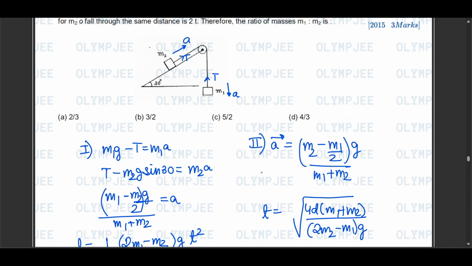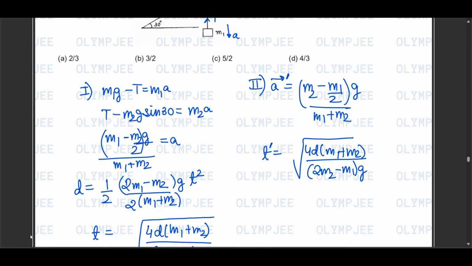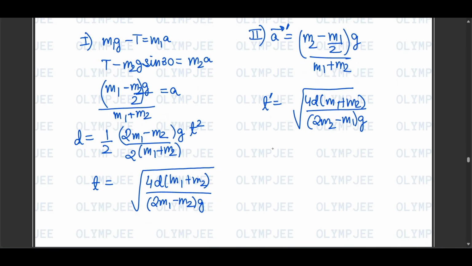So this t dash is 2 times of this time. So t dash by t is equal to 2, which is basically equal to, since the numerator is equal, only the denominator will remain. So this denominator will come here and this denominator will be here.